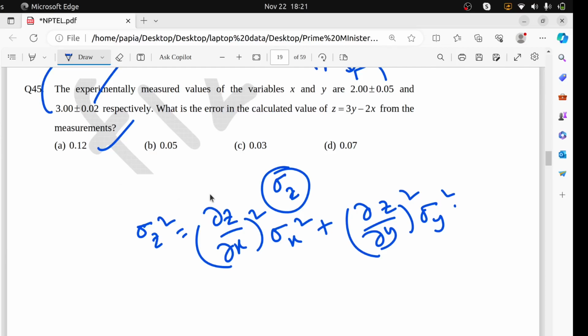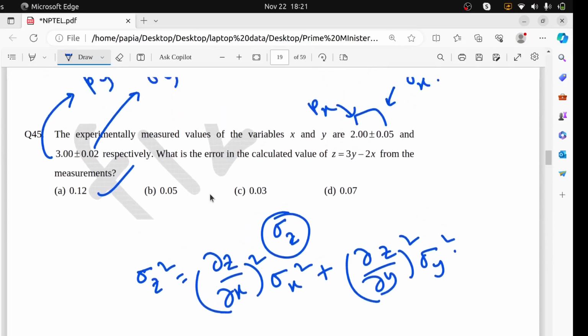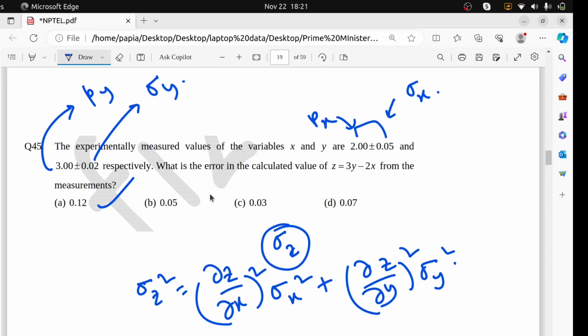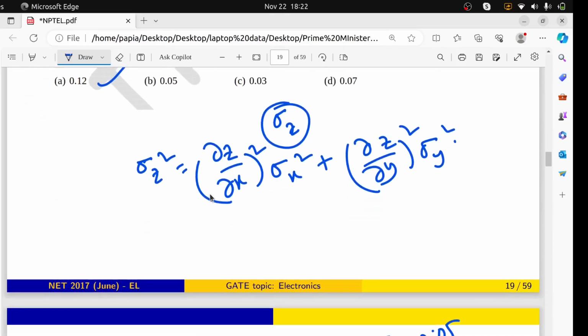Actually, these are very similar questions, so that's why I put them in a single frame, so that it will be very useful for all of you. Whenever error type questions come, we can definitely answer them. So basically the main expression for error calculation is: sigma z square, or sigma x square, or whatever, should be the derivative with respect to each dependency, squared, into that dependency's error square, plus the similar terms.